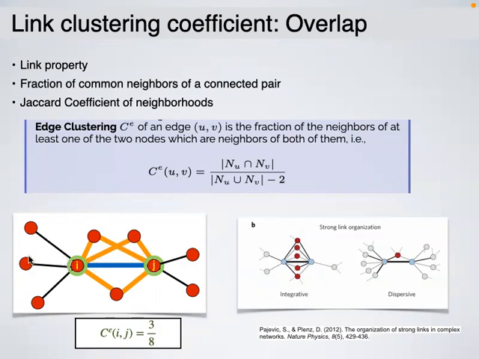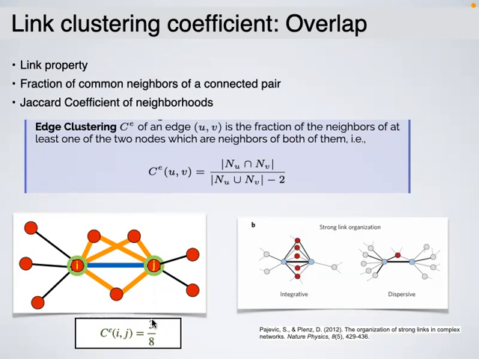And what you do is compute how many of their neighbors are common neighbors. So this one has 1, 2, 3, 4, 5 neighbors. This one has 1, 2, 3, 1, 2, 3, 4, 5. In total, they have 8 neighbors, and they have 3 in common. So the clustering coefficient is 3 divided by 8.